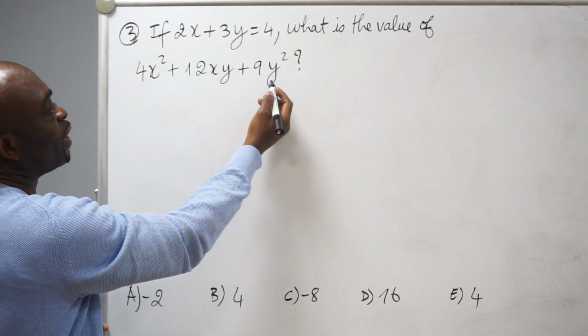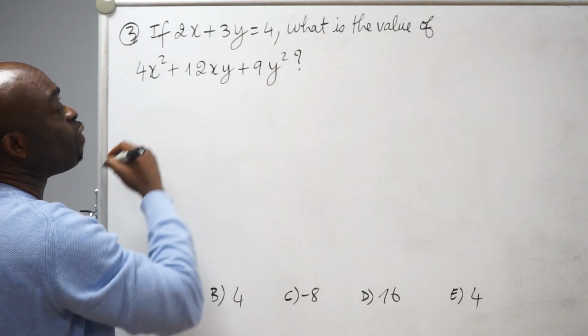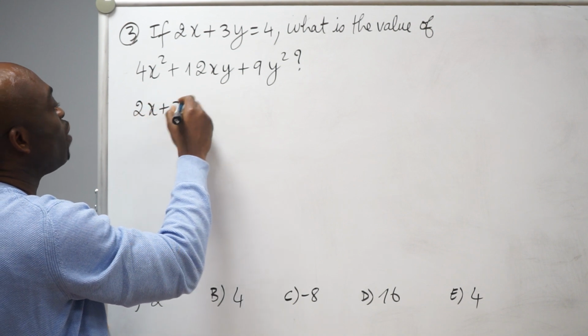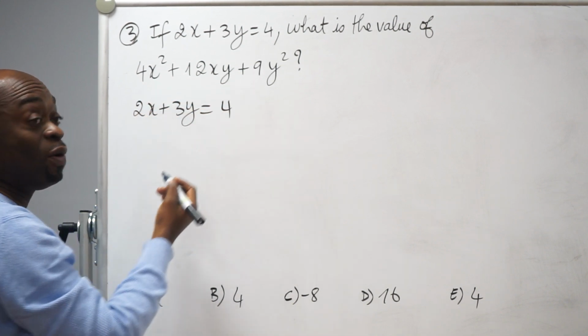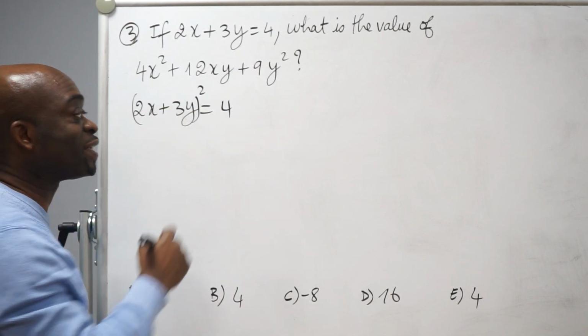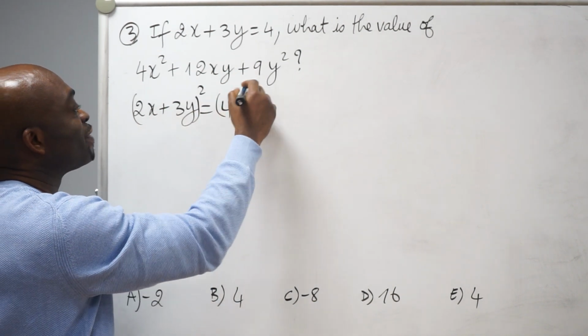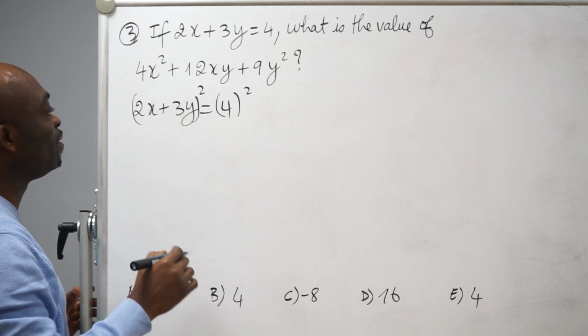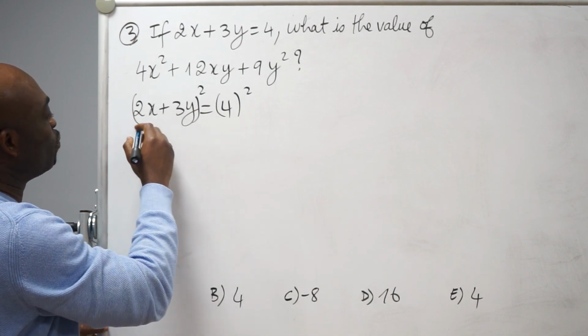We're looking for this one here, but we know that 2x plus 3y equals 4. And what can we do with it? We can square it. When you square the left side, you also have to square the right side. It goes both ways, there's no other way around it. So what is this giving us?